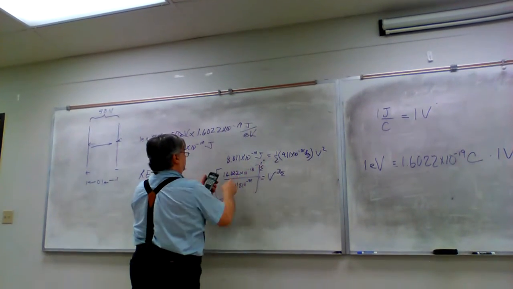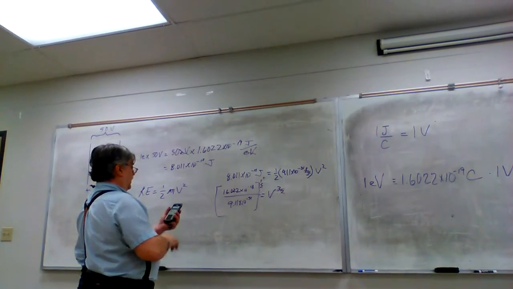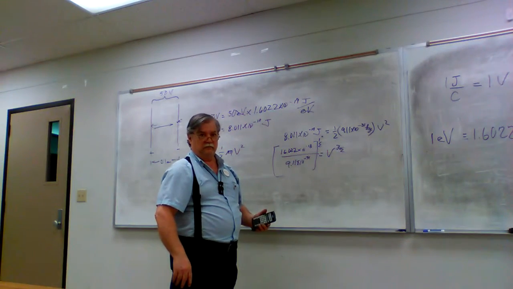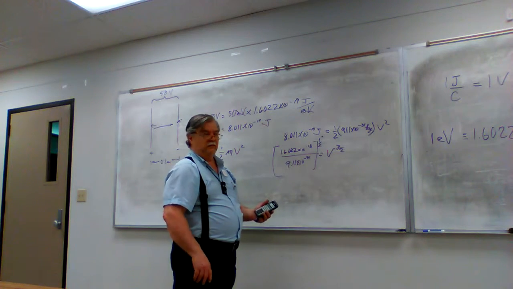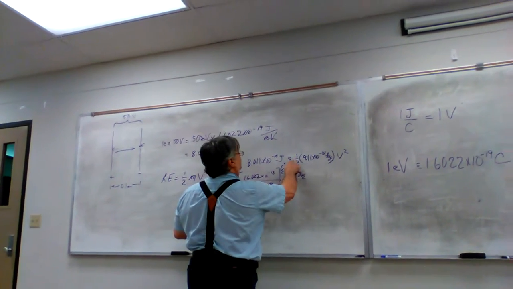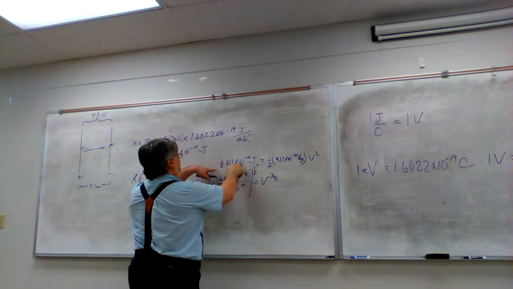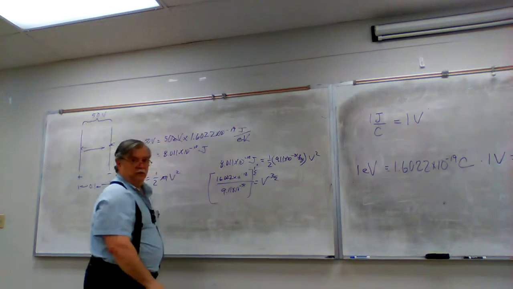Multiply both sides by 2, and it becomes 16.022 times 10 to the minus 18. Here is equal to this. When I multiply both sides by 2, this becomes 16.022.